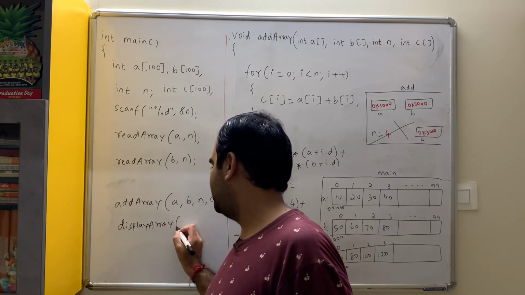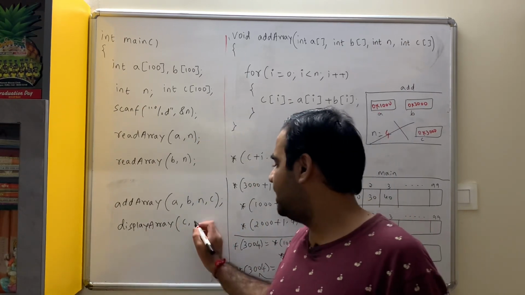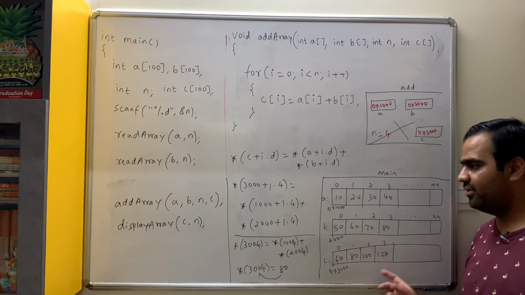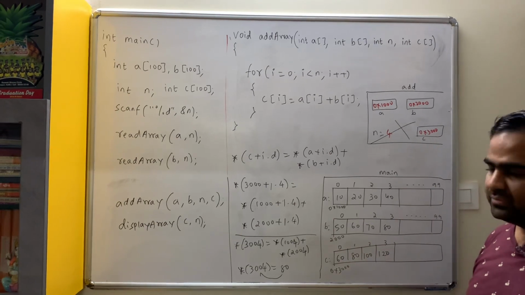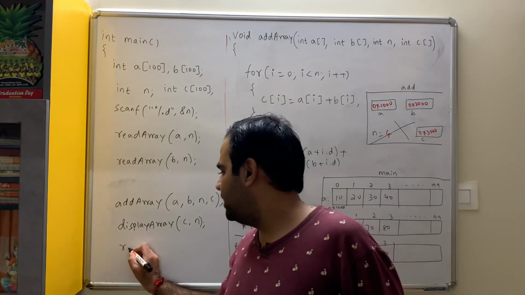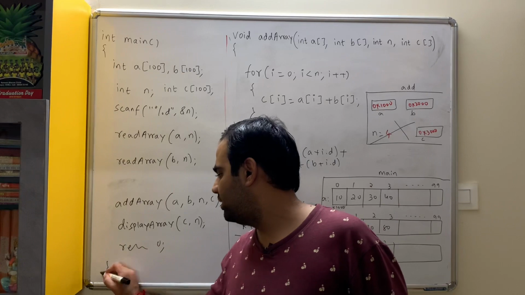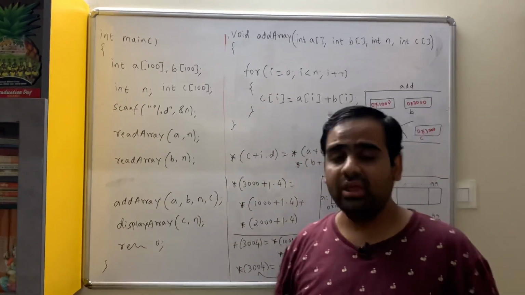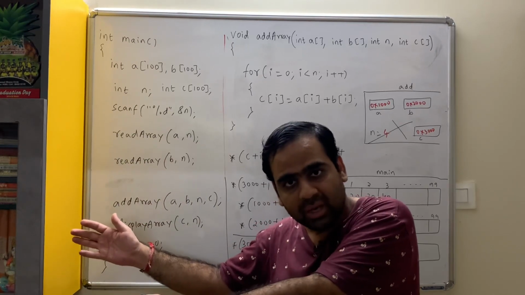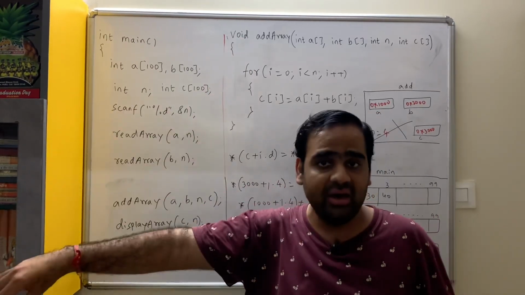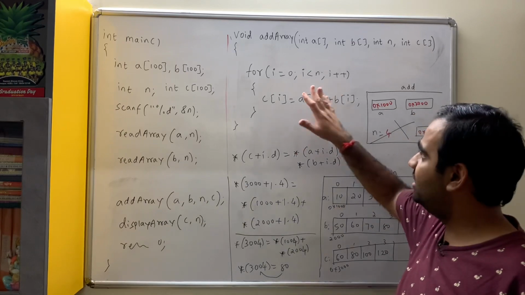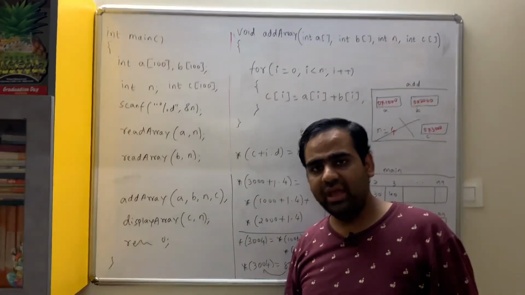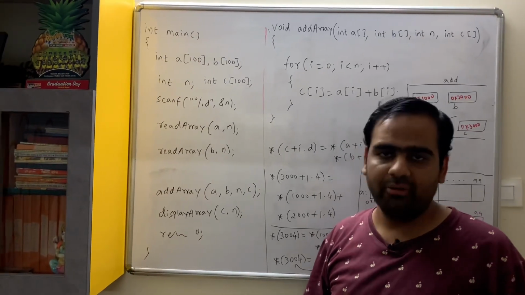Which array do I want to display? Array C. And how many array elements are there? There are n array elements. Now I am displaying the array C. 60, 80, 100, 120 will be displayed. Yes, and I can write here return 0 and the closing bracket of the function is taken as return. This is how I can pass the complete array to the function and say store the answer in the array. Any modification done in the called function will be reflected back in the calling function. Therefore, it works. I hope you have understood this.